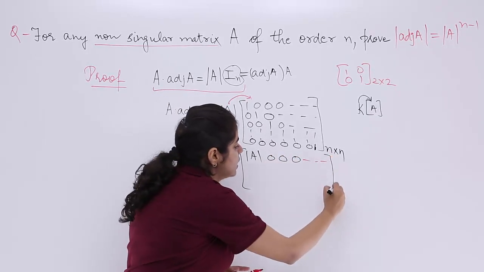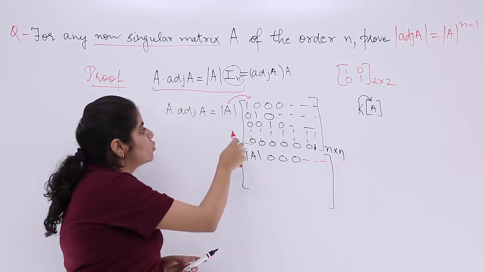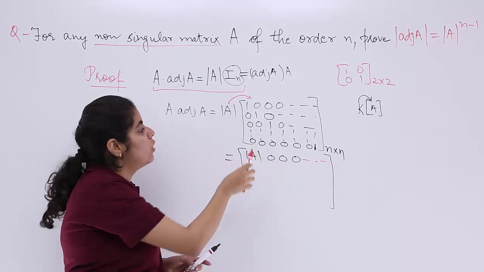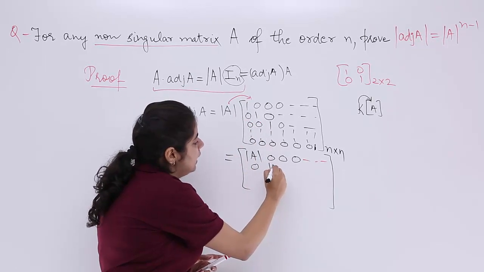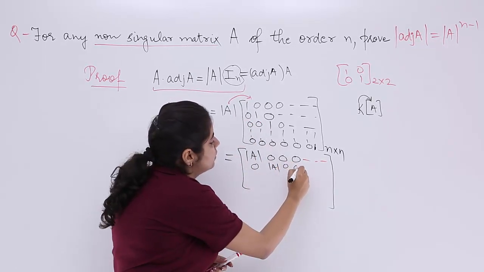Next, in the next row, the story changes: det A into 0 is 0, det A into 1 is det A. So it is 0, then det A, and then again zeros follow.